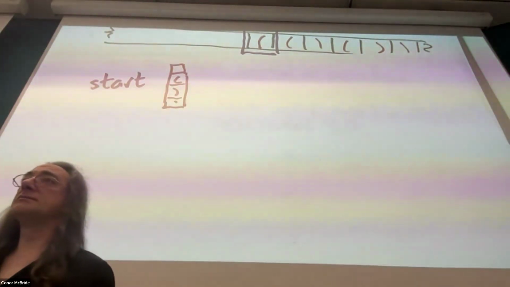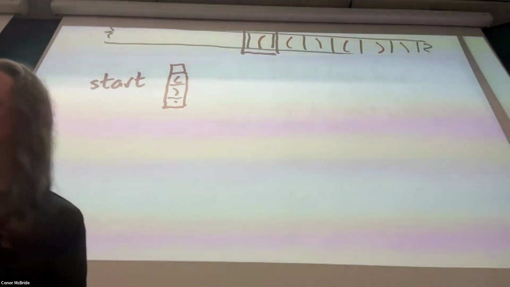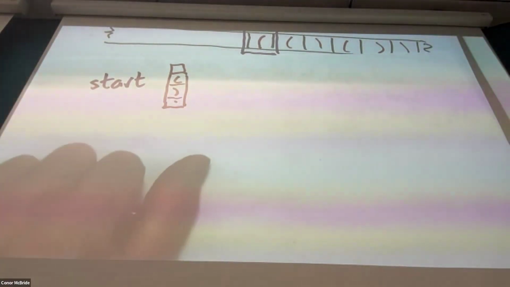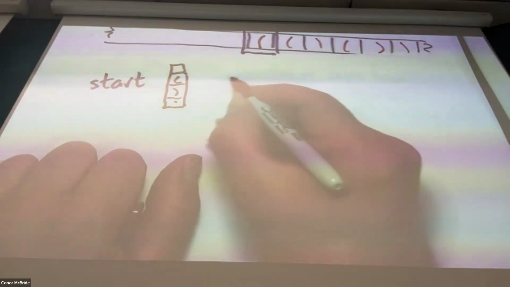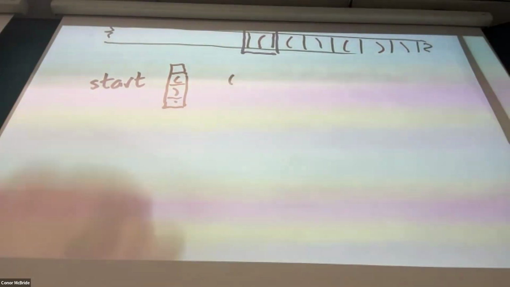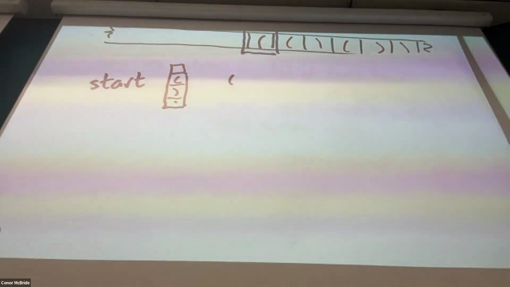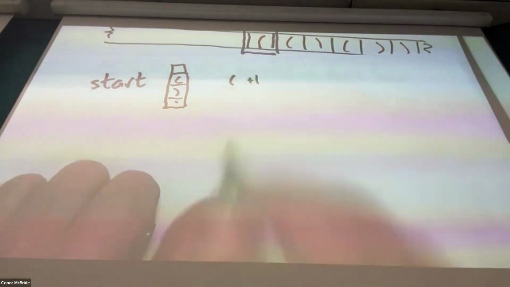closing parenthesis. And that tells us that if we see an open parenthesis, we want to keep the open parenthesis. We want to move, I'm going to write +1 for go right.